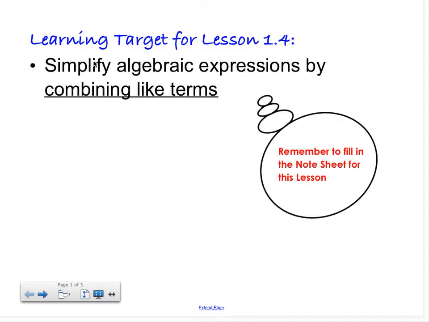Welcome to this lesson, lesson 1.4, on simplifying algebraic expressions by combining like terms. Please remember to fill out your note sheet while you do this lesson.